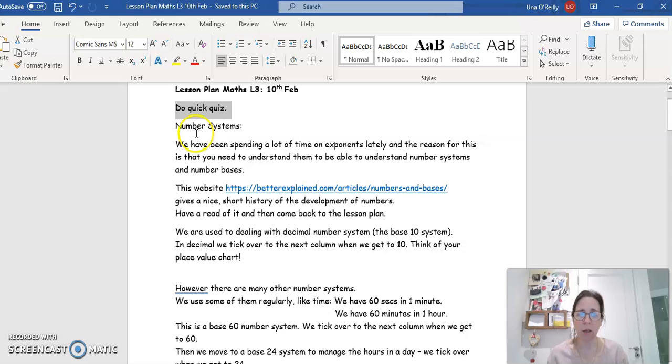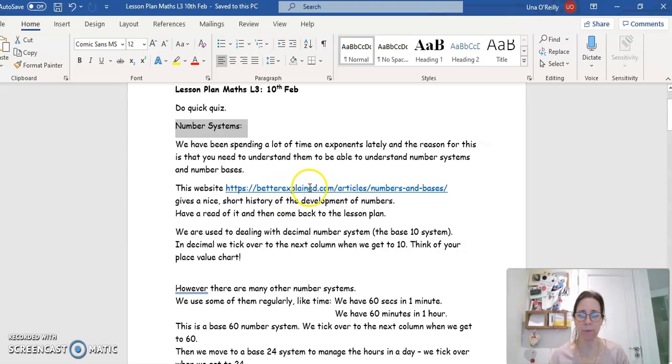So what I want to move on to is number systems. Okay, and you'll ask what are number systems, so we'll talk about that in a minute. We have been spending a lot of time on exponents lately, and the reason for this is that you need to understand exponents before you're able to understand number systems and number bases. So you'll hear me talking about number bases quite a bit.